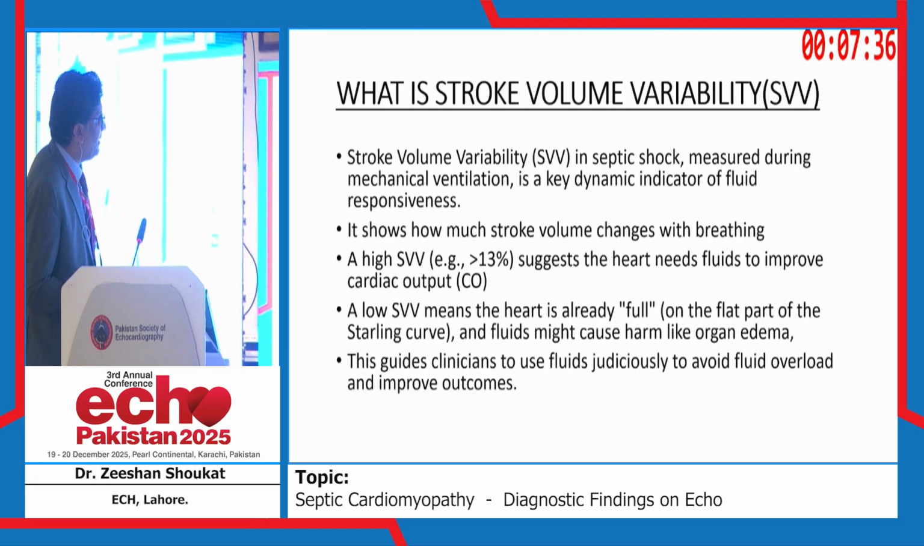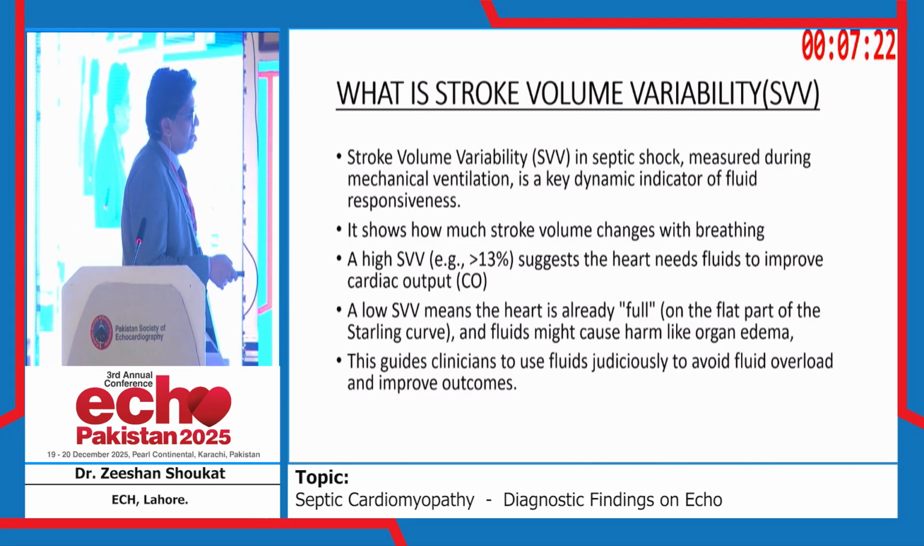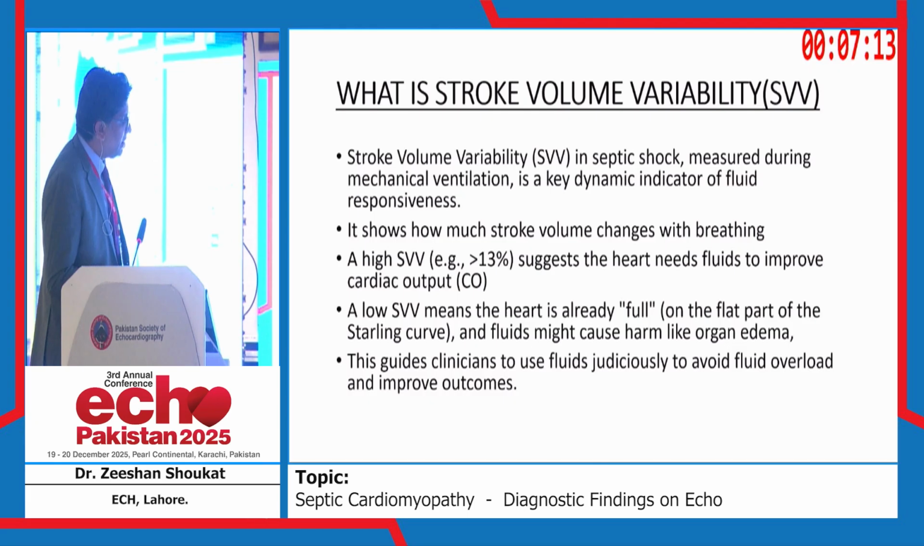What is stroke volume variability? So this is the take-home message. I believe that this measure during mechanical ventilation is a key dynamic indicator for fluid responsiveness. It shows how much stroke volume changes with breathing. A high stroke volume variability, more than 13%, like in our case, suggests that the heart needs fluids to improve. A low stroke volume variability means that the heart is already on the flat part of the Starling curve, and fluid might cause harm and organ edema.